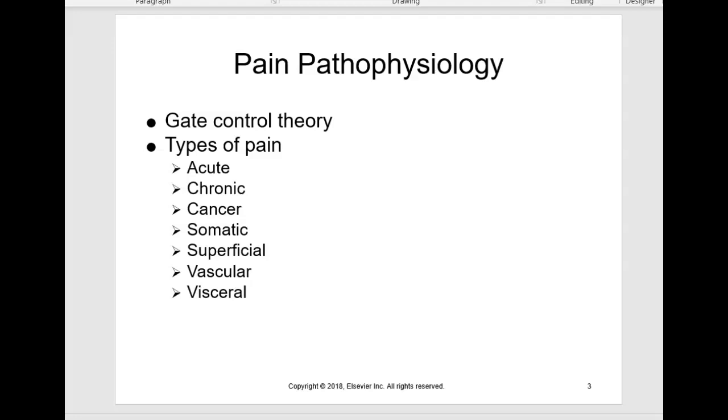Somatic pain is pain in skeletal muscle, ligaments, and joints, whereas visceral pain is pain from smooth muscle and organs. Superficial pain is from surface areas such as skin and mucous membranes, whereas vascular pain occurs from vascular or perivascular tissues, contributing to headaches and migraines.